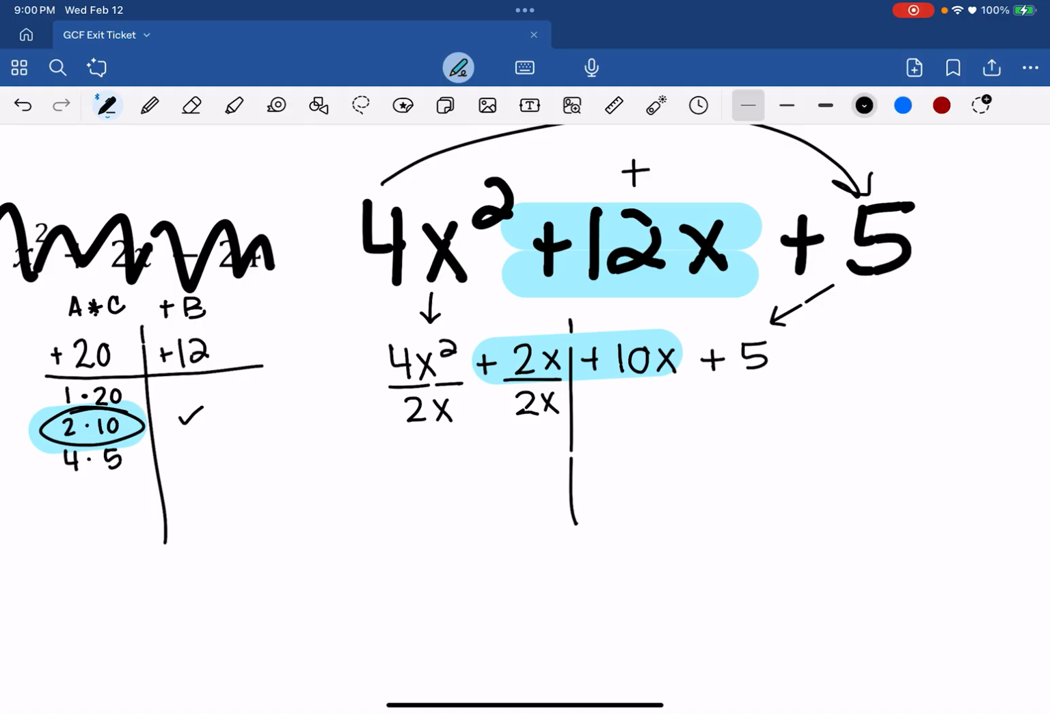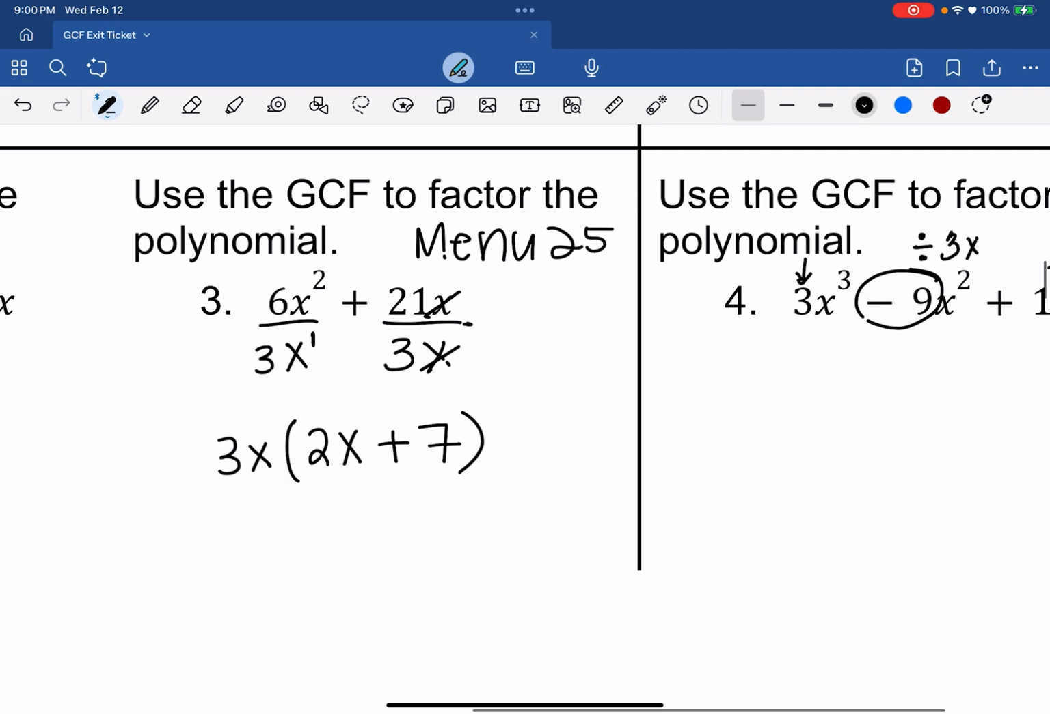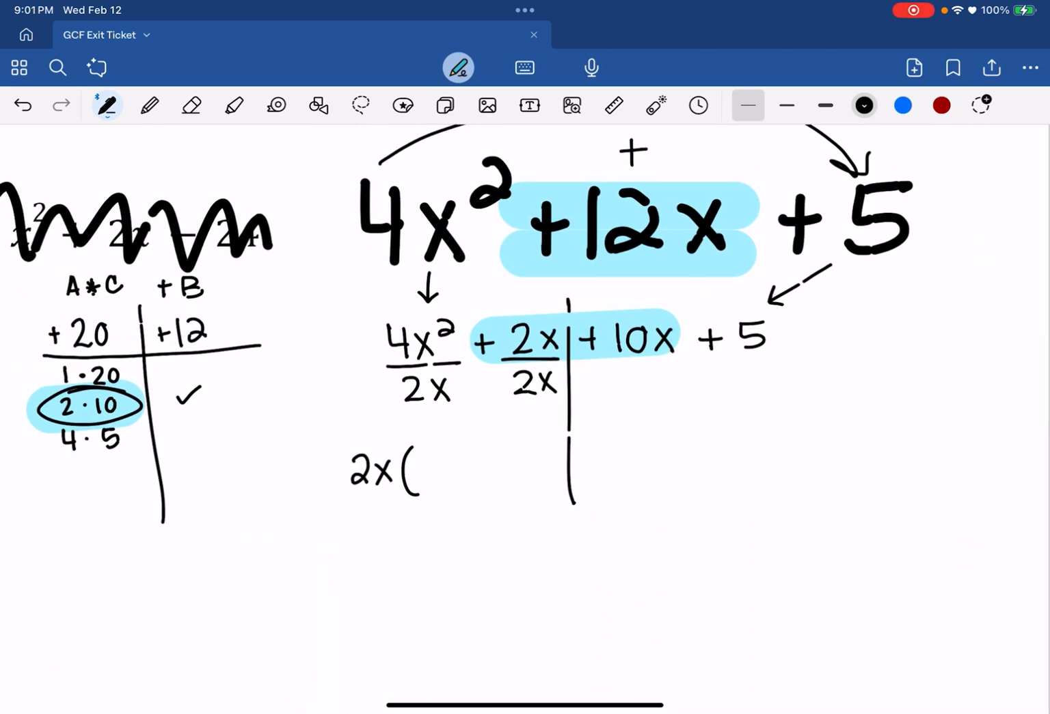So again, once you figure out the GCF, I'm going to factor it out just like we did above here. I found the GCF and I factored it out. Same thing, same skill that you know. So 4 divided by 2 is 2, and I only have 1x left. Positive 2 divided by 2 is a plus 1, and then the x's cancel.